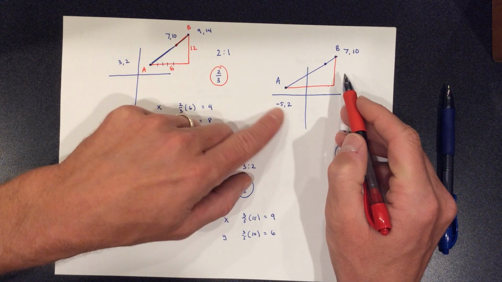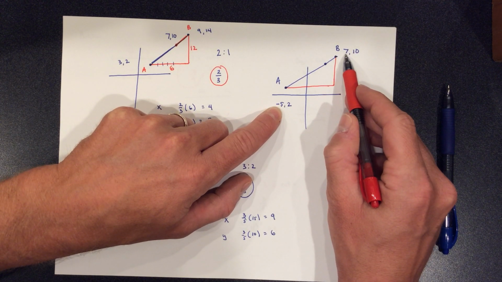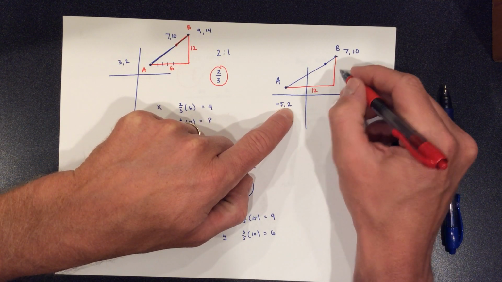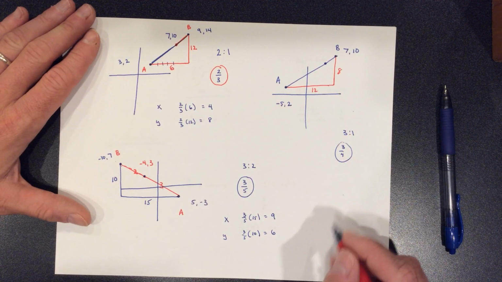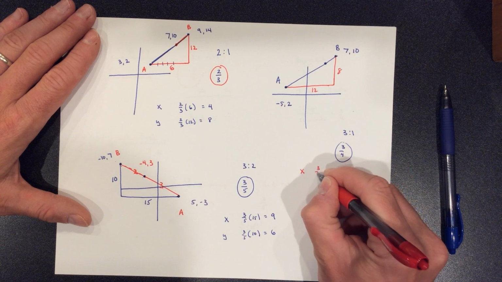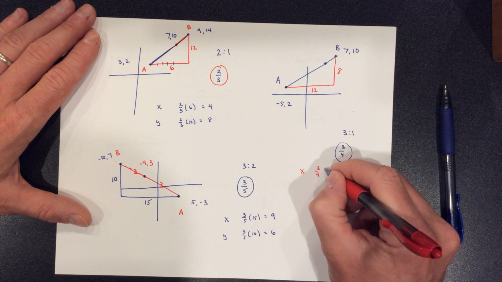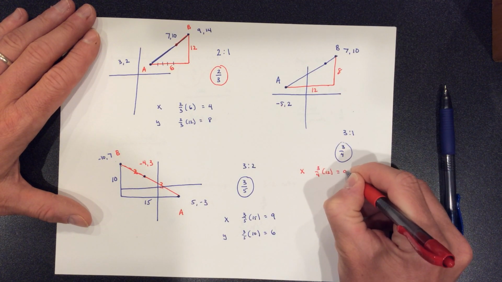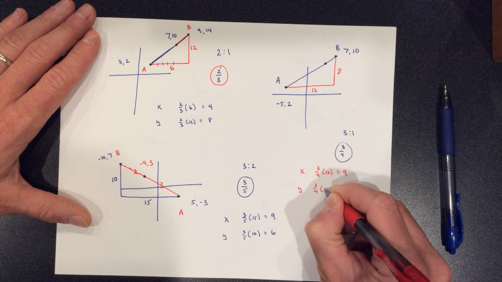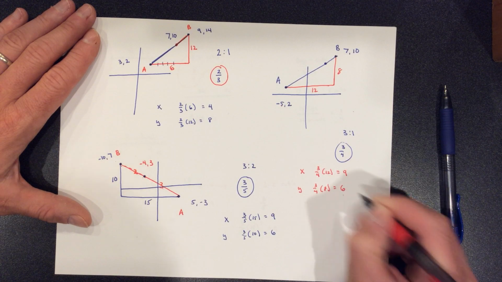How far over do you go? Negative 5 all the way over to an x value of 7 is going 12 over. 2 all the way up to 10 is 8. So I need to find for x, I need to go 3/4 of the way. The whole way was 12. 3/4 of 12 is 9. And my y value, I need to go 3/4 of 8. 3/4 of 8 is 6.